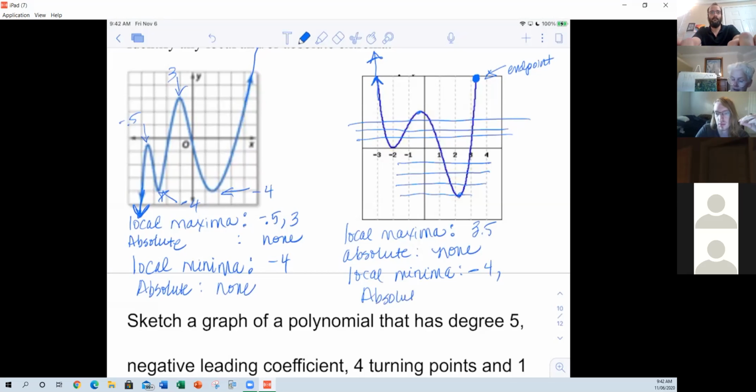But is there another local minima? 0. Yep. These are both bottom points, right, in the region that they're at. But the absolute bottom point is -4.